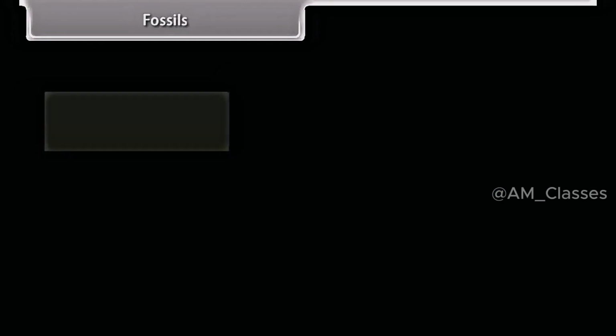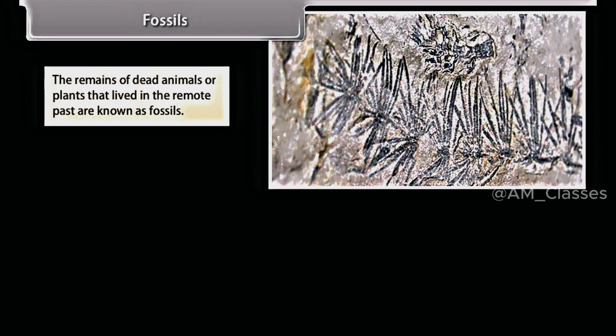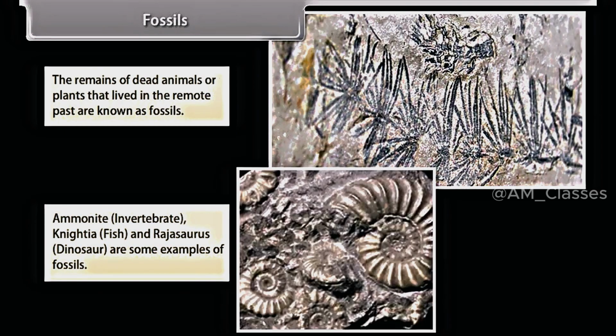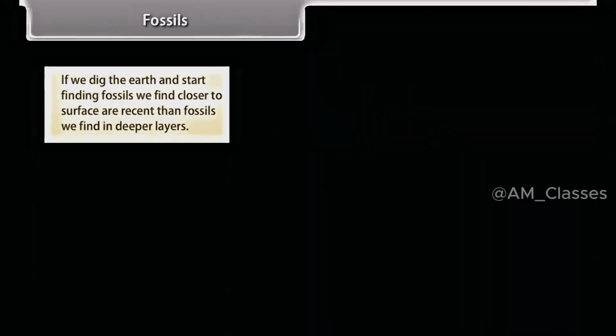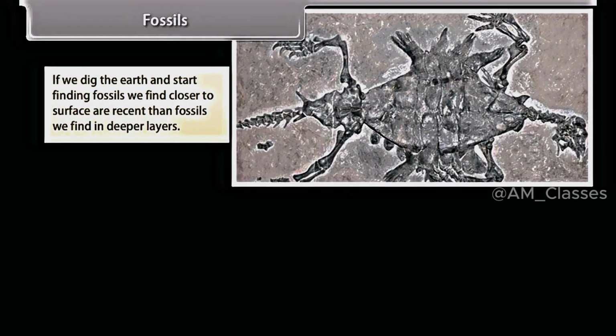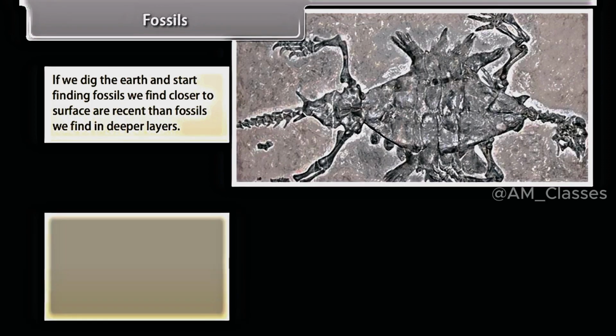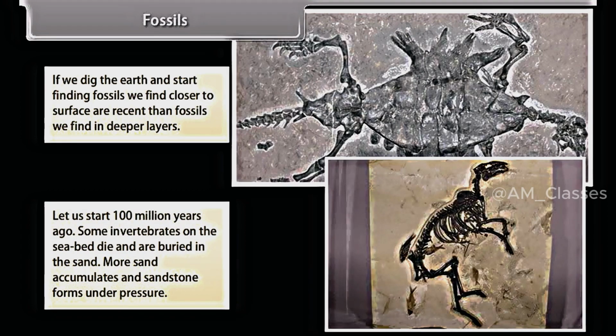Fossils. The remains of dead animals or plants that lived in the remote past are known as fossils. Ammonite, an invertebrate, Nicaea, a fish, and Rajasaurus, a dinosaur, are some examples of fossils. If we dig the earth and start finding fossils, we find those closer to the surface are more recent than the fossils we find in deeper layers. Let us start 100 million years ago.